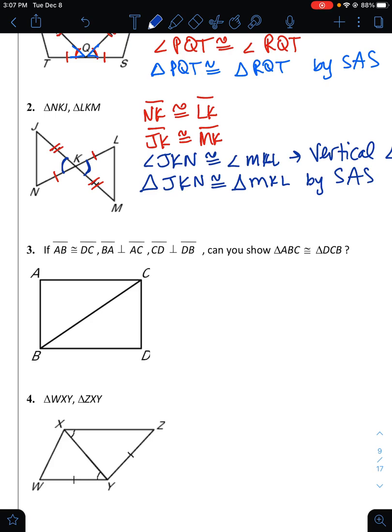SAS. One other comment too when I'm naming these angles on the vertical angles line. The vertex of the angle must be the middle letter. So when I started with JKN, I could have started with NKJ as long as K is in the middle there.